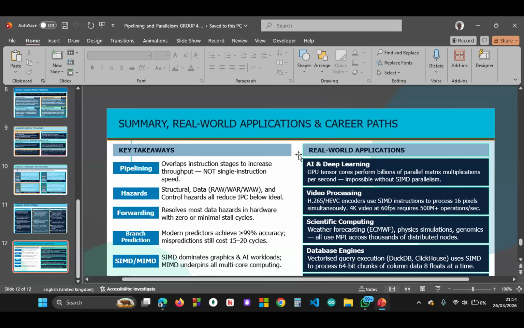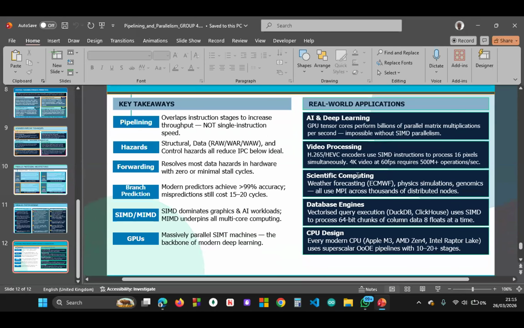SIMD/MIMD dominates graphics and AI workloads. MIMD underpins all multi-core computing. So in real-world application: AI and deep learning, video processing, scientific computing, database engines. And this brings me to the end of the presentation. Thank you.